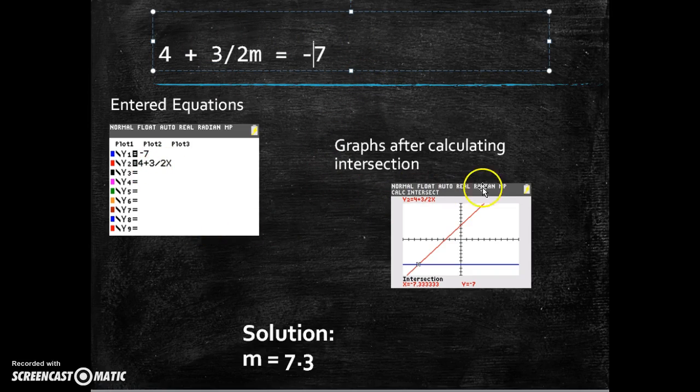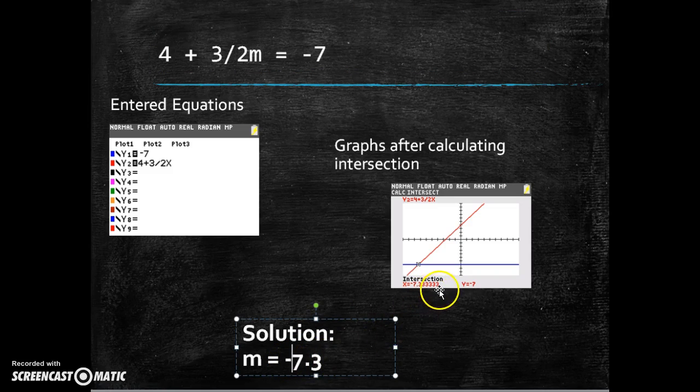So if you did that, then this is the graph that you should have gotten. And then you press second, trace, 5, enter, enter, enter. And then it tells you, hey, they cross right here. And then some of you freak out because it's a decimal, not a whole number. It happens, and that's why you're using your calculator, because it makes it a lot easier. So your intersection is at -7.3, and it happened when y was equal to -7. So my answer for this one is m equals -7.3.